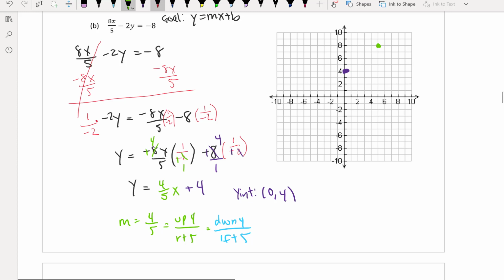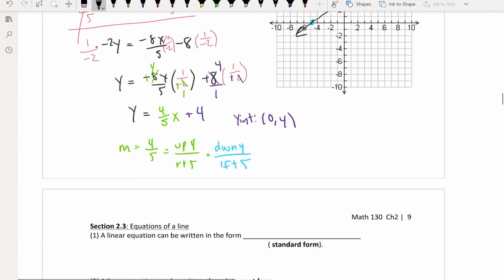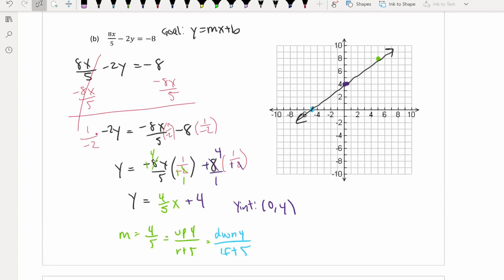I would have been here. If I had decided to go down 4 and over 5, I would have been here. So you would still be on the same line. Okay? It just depends on what you want to be on the left-hand side or the right-hand side. And that is the end of section 2.2.